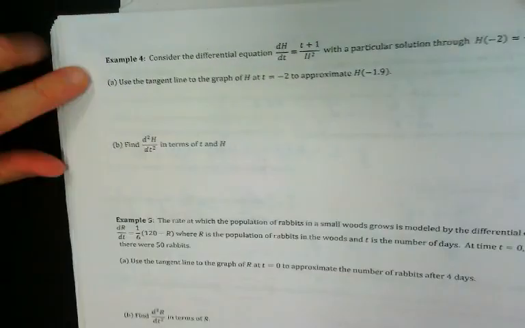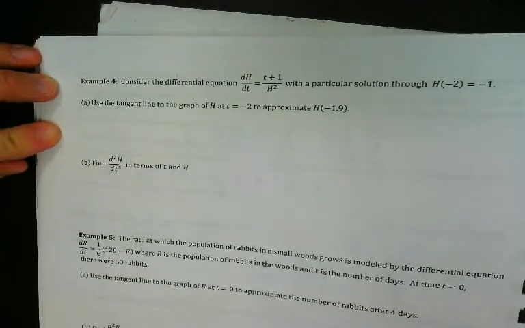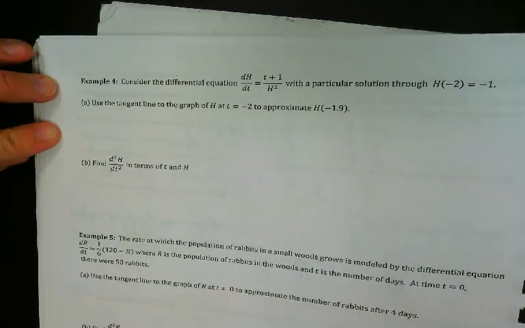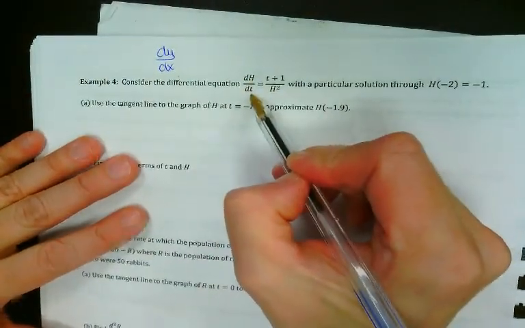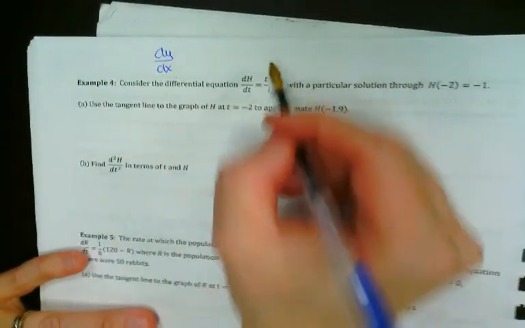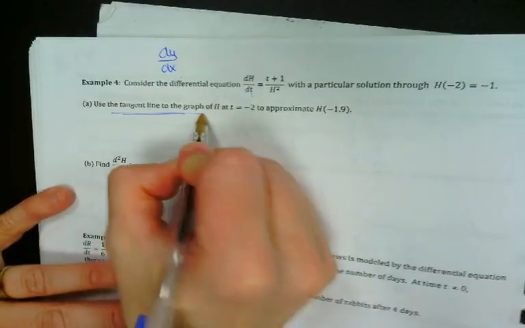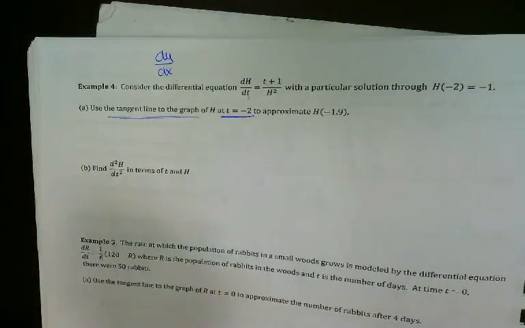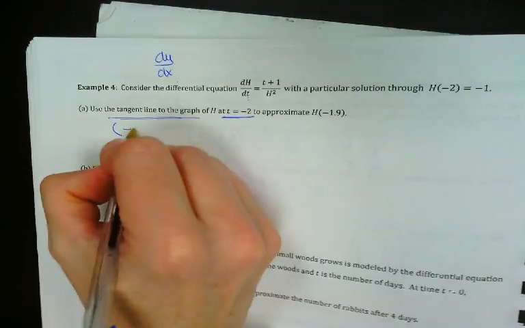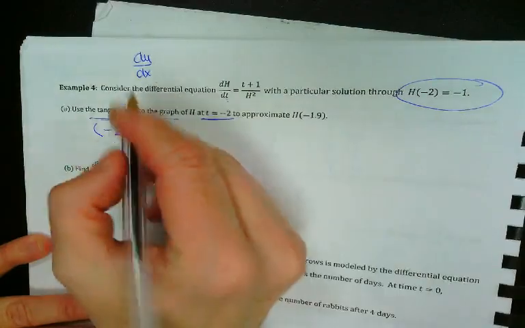Okay, now example 4. They love to just switch the letters on you, and you won't believe how many kids literally go blank on this. It's the same question. Instead of calling it dy dx, they're using h and t. It's literally the same thing, right? This is like my y, this is like my x. So it says, write the tangent line at x or t equals -2. Okay, so the point they're using is -2, and did they give us the y? They did, -2, -1.